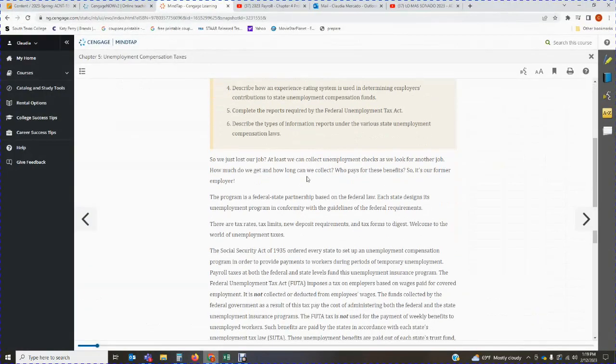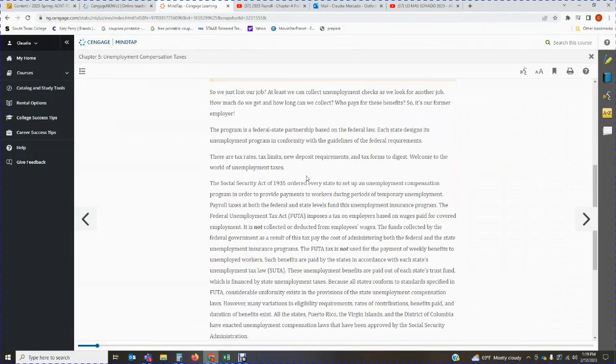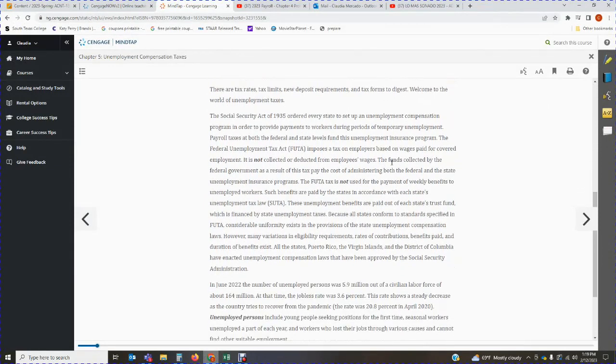In your chapter introduction, it gives you a brief overview of the Social Security Act of 1935. It basically states here that the Federal Unemployment Tax Act, which is FUTA, imposes a tax on employers based on the wages paid for covered employment. It is not collected or deducted from the employee's wages. This is something that is paid by the employer. The funds collected by the federal government as a result of this tax pay the cost of administering both the federal and the state unemployment insurance program.